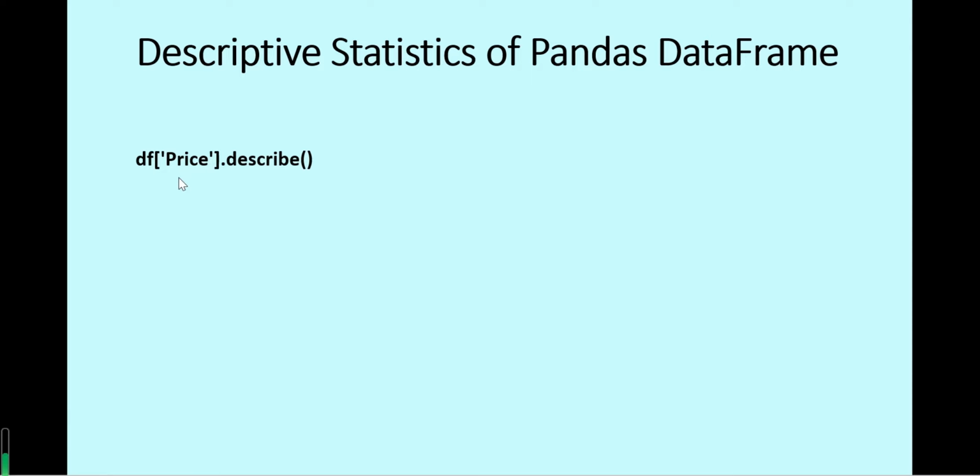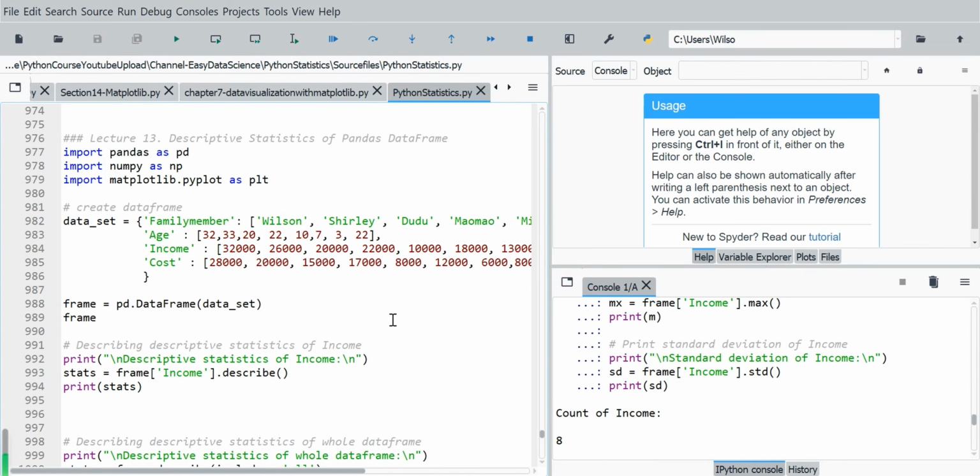Here we use df, representing a data frame, and price for the variable or column, then use the .describe function. The summary statistics of the price column will be shown. Next, we will show several examples in Python Spyder.